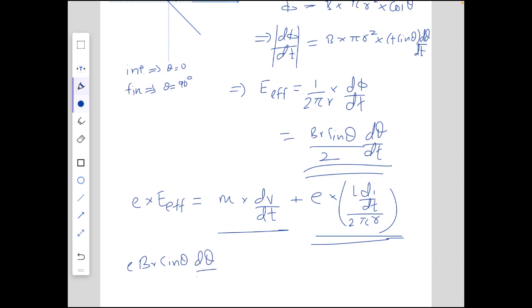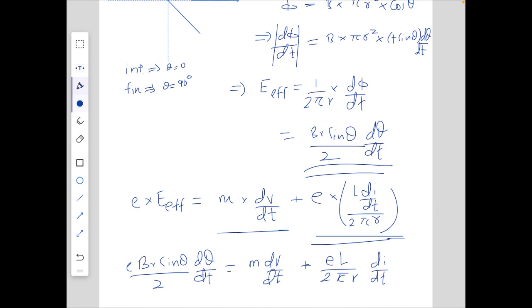So from here, substituting the value of E effective, what we can get is eBr sin theta d theta by dt over 2 is equal to m dv by dt plus eL by 2 pi r di by dt. And here we need the current as a function of theta, so we have to somehow eliminate the v, which is the drift velocity of electrons.